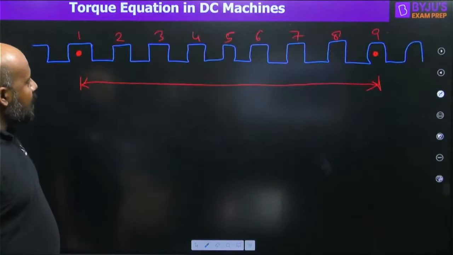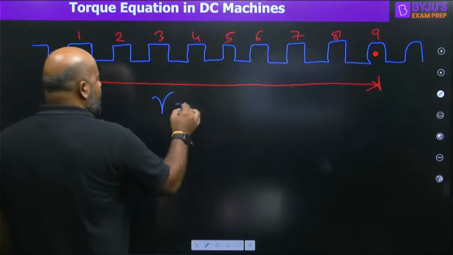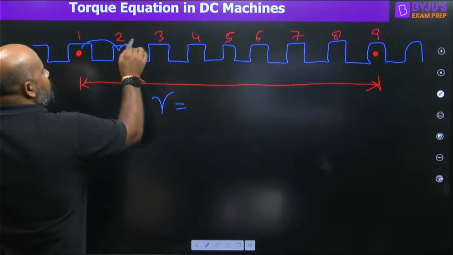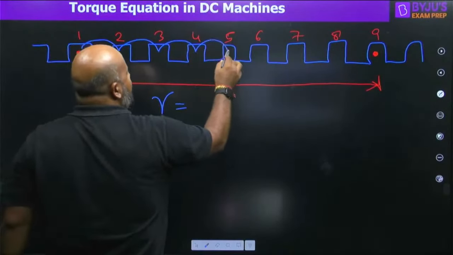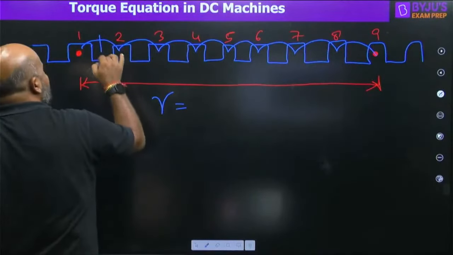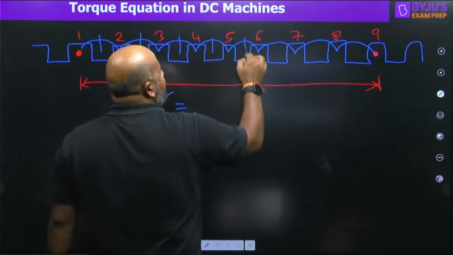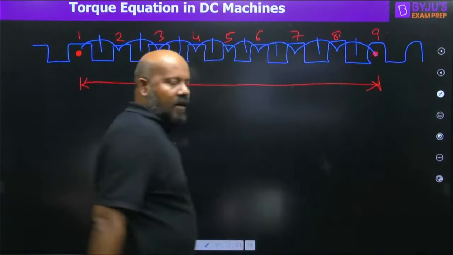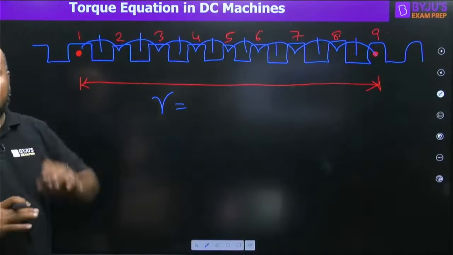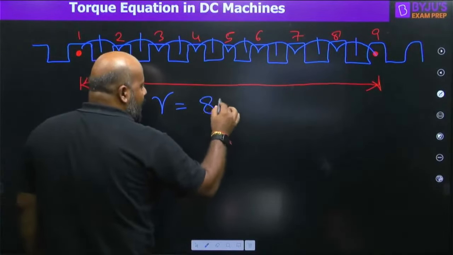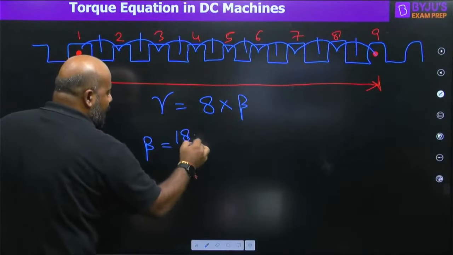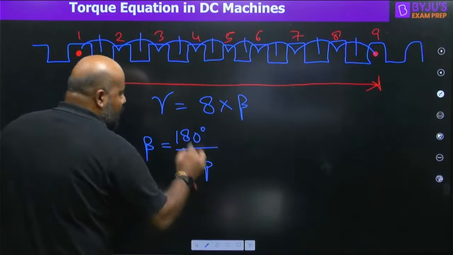Now what is gamma here? How many slots are there? See 1 to 2, 2 to 3, 3 to 4, 4 to 5, 5 to 6, 6 to 7, 7 to 8 and 8 to 9. This is 1, 2, 3, 4, 5, 6, 7, 8. It means the coil span is spread across 8 slots. So gamma is going to be 8 multiplied by beta. What is beta? Beta is the slot angle, that is 180 degree electrical divided by number of slots per pole.